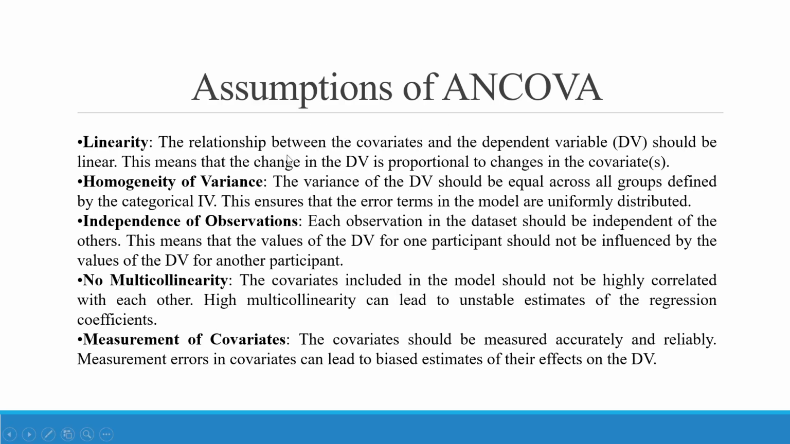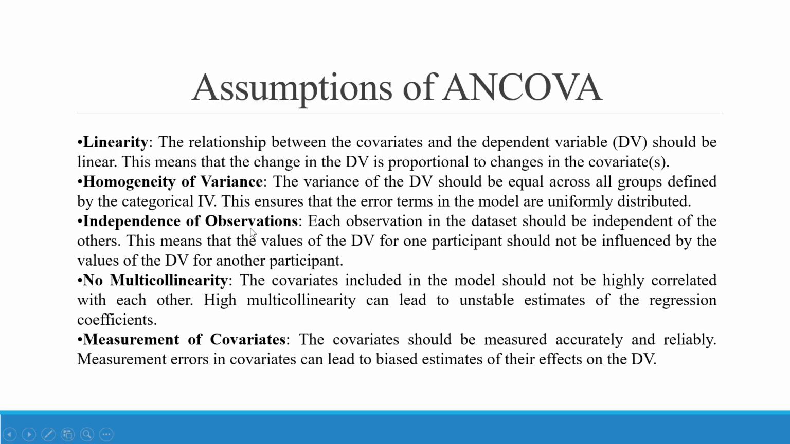Assumptions of ANCOVA. The relationships between the covariates and the dependent variables should be linear. This means that the change in the DV is proportional to the change in covariates. Homogeneity of variance. The variance of the dependent variable should be equal across all groups defined by the categorical independent variable. This ensures that the error terms in the model are uniformly distributed.